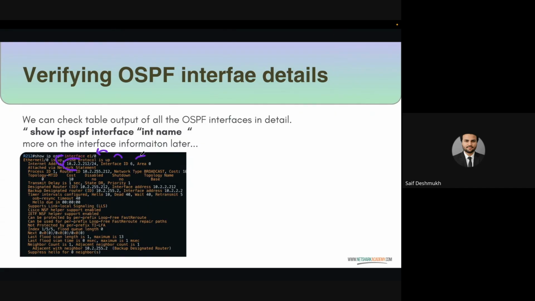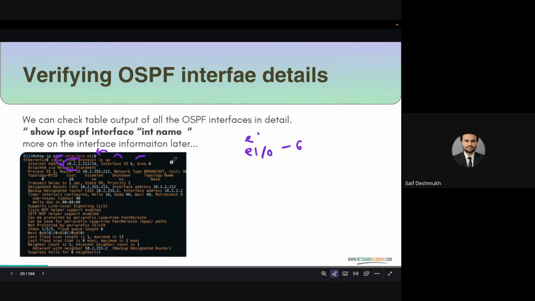The ID is the same thing as in spanning tree. First, this is Ethernet 1/0. This is the 6th interface, which means we had Ethernet 0/0, 0/1, 0/2, something like that. So for this interface, which area is it in, what is the network type, and what is the cost of this interface.